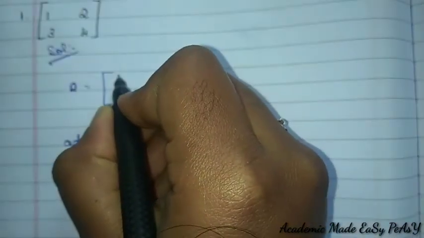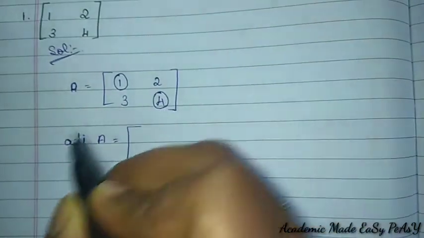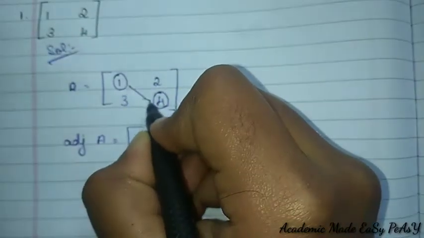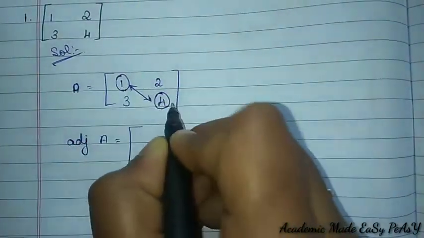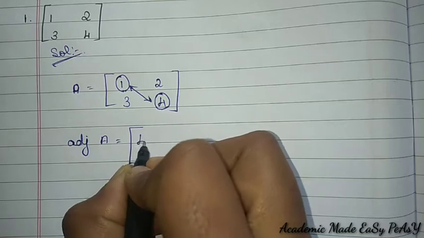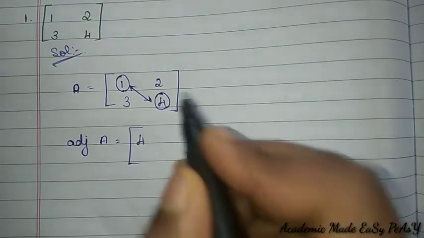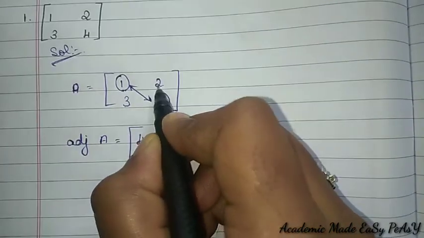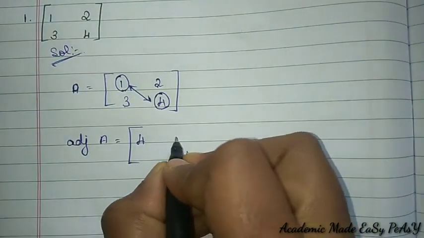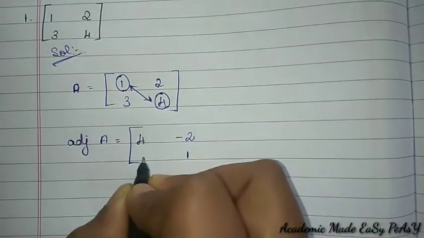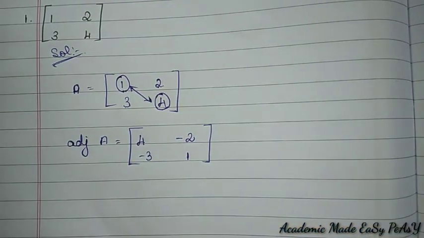Here I will be seeing the A11 and A22 elements alone. Now I will be swapping these two elements. So 4 to the first position and 1 to the second position. I will be writing 4 over here and 1 here. Now what will I do with these two elements? I will be changing the sign of these two elements. So what will I have? Minus 2, minus 3. So this is the adjoint of A.